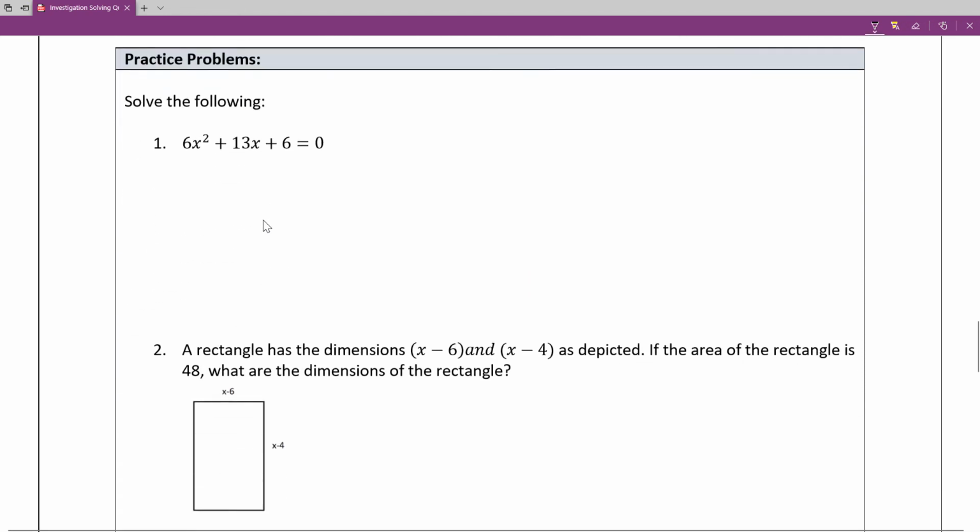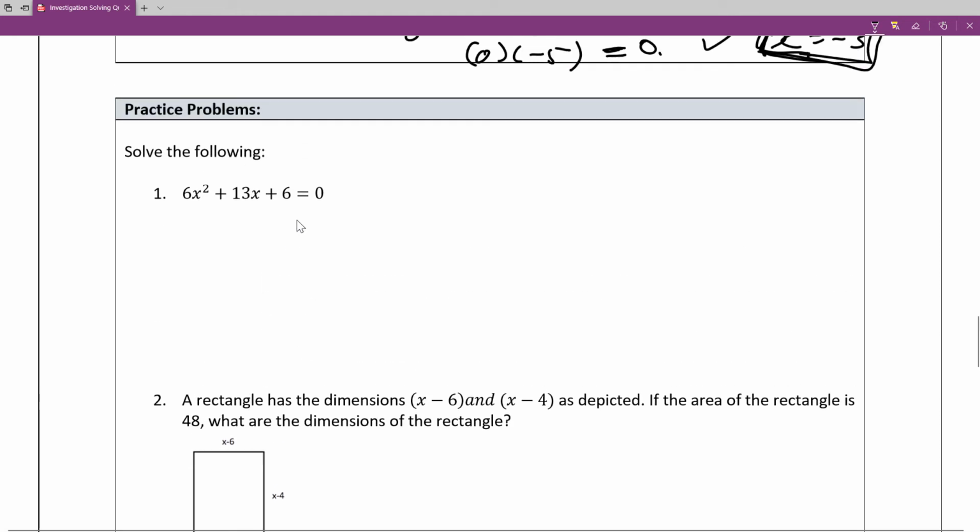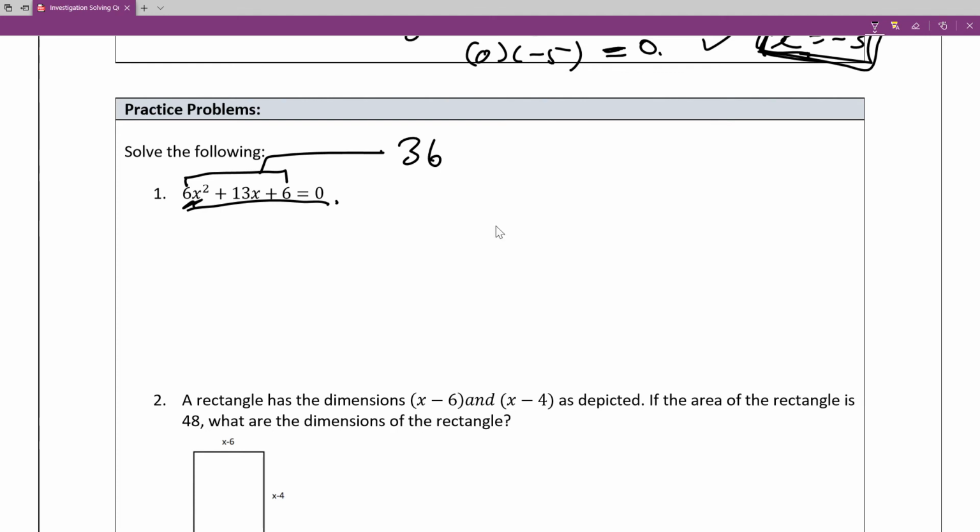Okay, so let's do some of these practice problems. You can try them on your own, pause the video, and then you can check your answers afterwards. Okay, so let's do this. We're going to factor this. Remember, we multiply these 2 together first because we have a coefficient that's not 1 on the first term. So that's 36. Find 2 numbers that multiply to 36 that add to 13. We did this one up above, so it's 4 and 9.